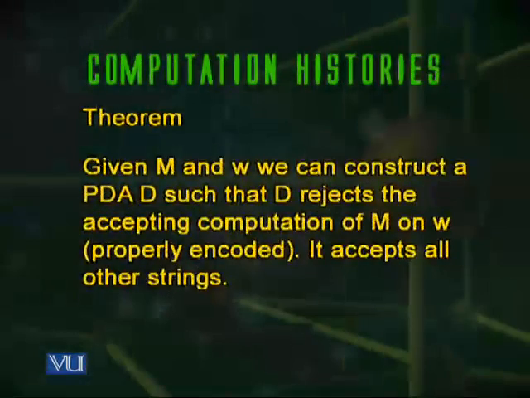Let's see what we have done. Given M and W, we claim that we can construct a PDA D such that D rejects accepting computations of M on W. It accepts all other strings. So, what we have done is converted the problem of answering whether M accepts W into the problem of whether the language of D is sigma star or not.